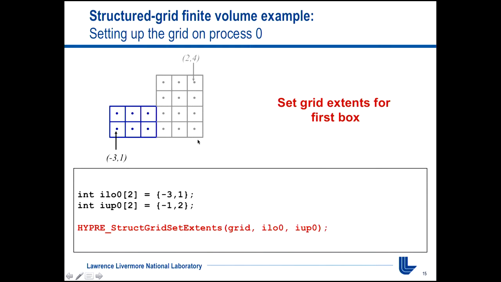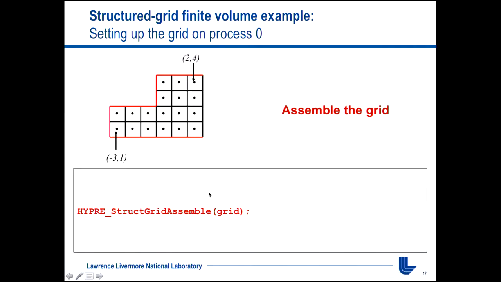The next thing I do is call this SetExtents function, giving a lower and upper corner of a box. So I've done this blue box here on the bottom left. Do it again, and I get the next box here. And then the final thing I do is call Assemble, and I'm done. That's the grid. Process 1 does something similar for its piece of the problem.